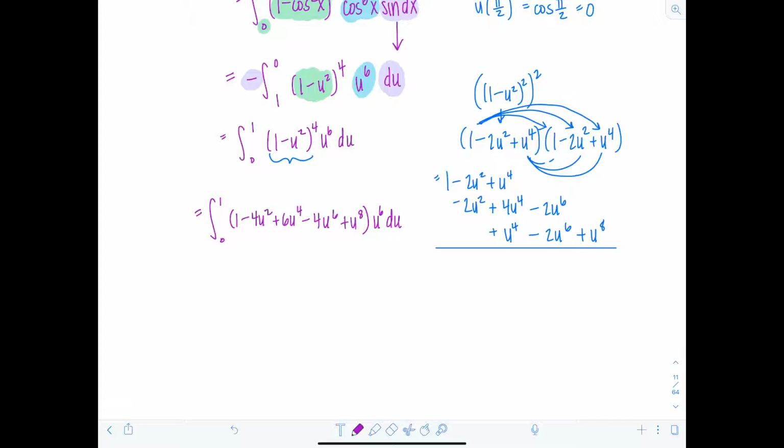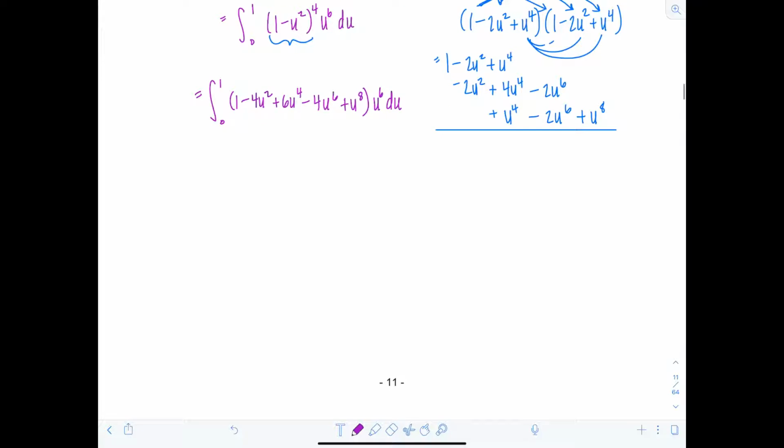Whew! All right, we're not quite there yet. You still have to distribute this u to the 6th to everybody. Yes. All right, so we have the integral from 0 to 1 of u to the 6th minus 4u to the 8th plus 6u to the 10th minus 4u to the 12th plus u to the 14th du.